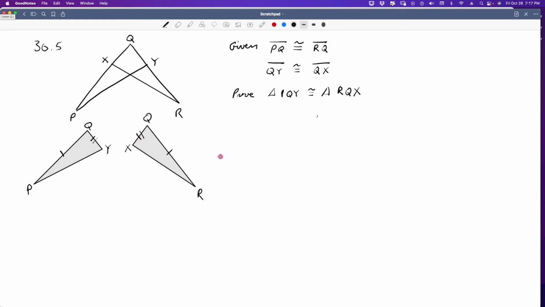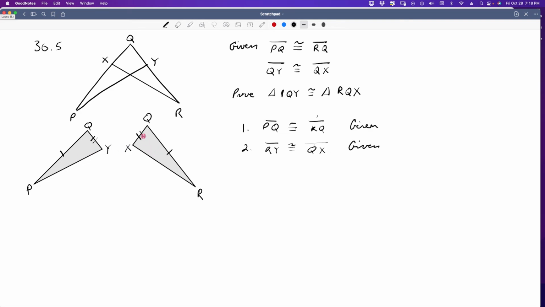All right. So, let's first start with the givens. 1, PQ is congruent to RQ, and 2, QY is congruent to QX. That's a given. That's a given. So we're going to prove that these two are congruent triangles.